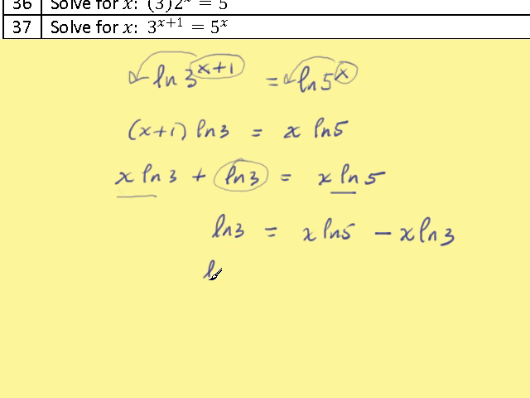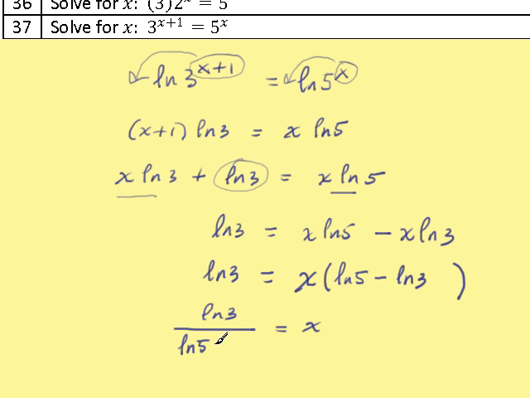The reason why we did that is because at this point we want to isolate x because we're solving for x, so we're going to factor x out from these terms. So we have here x times ln 5 minus ln 3. The last step is divide by whatever's multiplying x. So that's this. Divide by ln 5 minus ln 3. So we have x is equal to ln 3 divided by ln 5 minus ln 3.